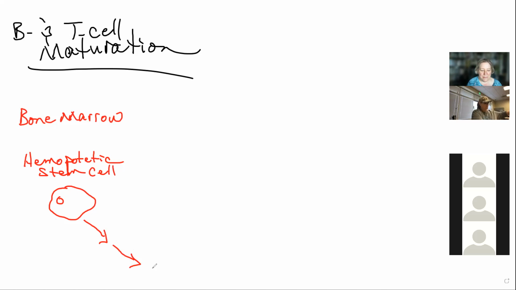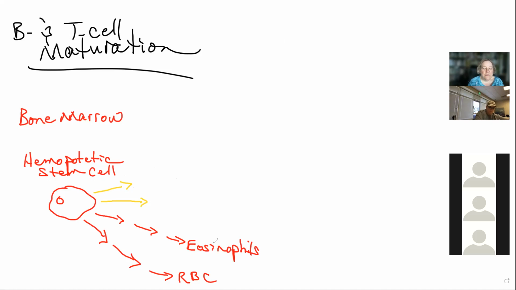Through a lot of steps and cell divisions and different signals, they can become red blood cells. And others go along and they become, you know, eosinophils. But we're going to be talking about T cells and B cells. So one of the first steps is for a cell to decide that it's going to become a leukocyte.